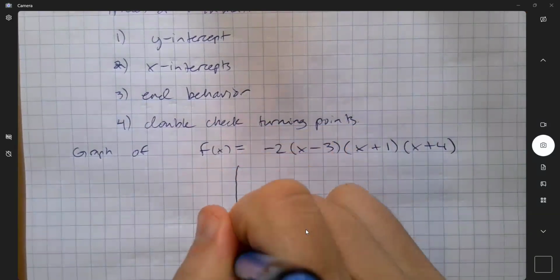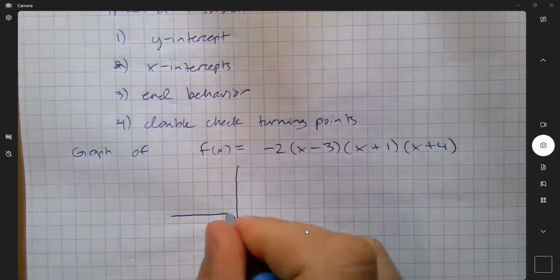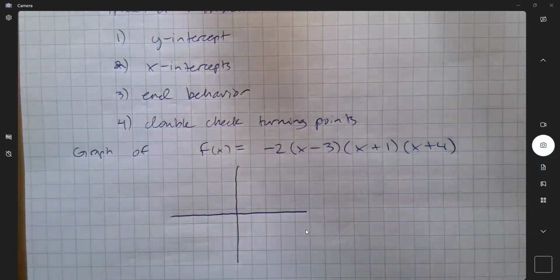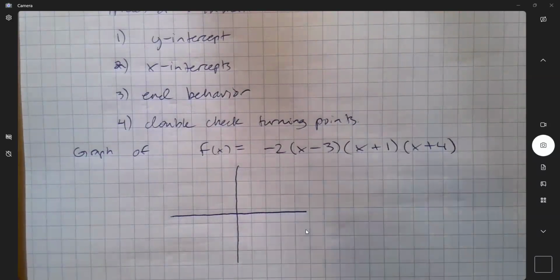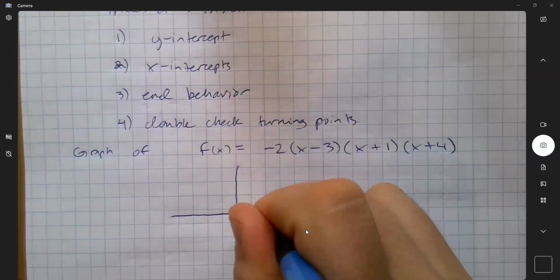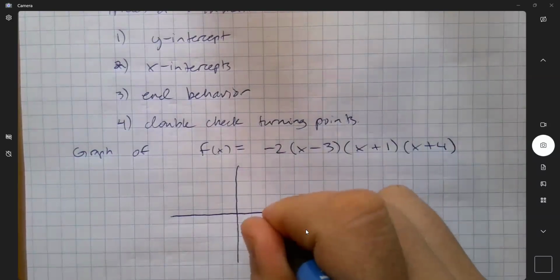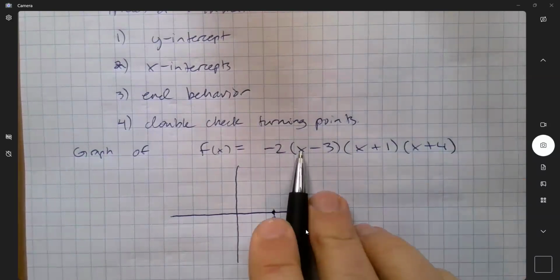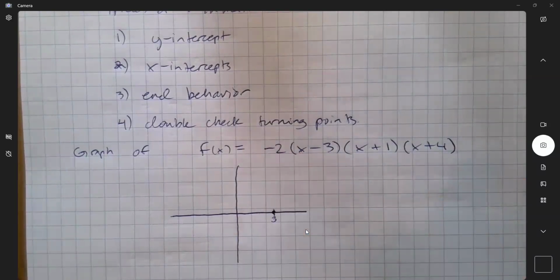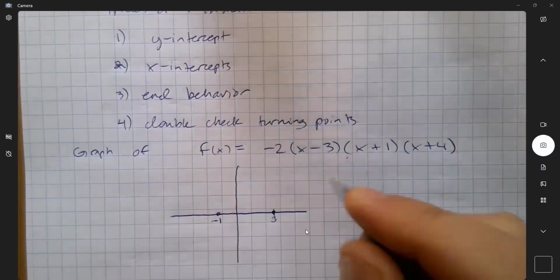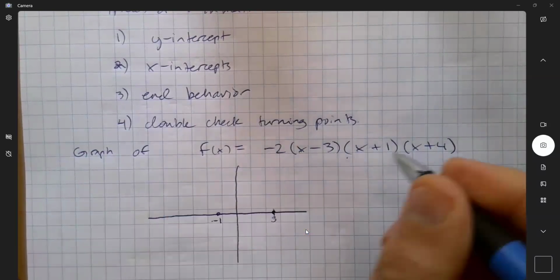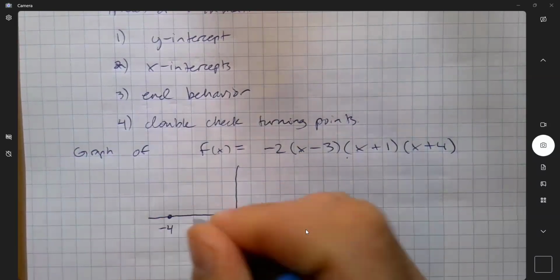Let me draw some coordinate axes to get us started. Sketches do not have to be very precise. We're just getting down the general shape and indicating some important points. Well, the first thing I would do is find the x-intercepts, which correspond to the factors. X minus 3 means I have an x-intercept at (3, 0), because when x is 3, that becomes 0 and the whole thing becomes 0. X plus 1 means I have an x-intercept at -1. And x plus 4 means I also have an x-intercept at -4.